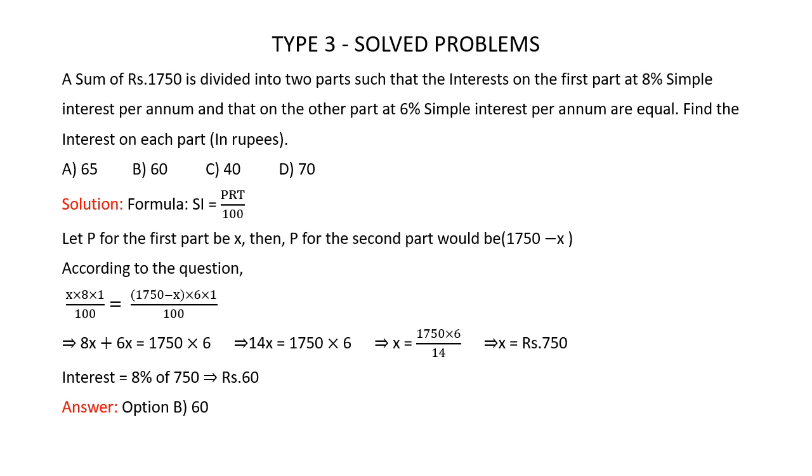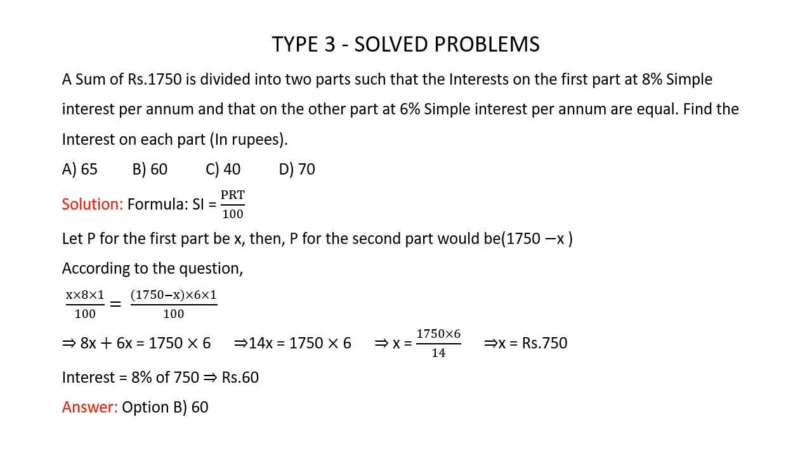So here as you can see, the rate of interest for the first part and the rate of interest for the second part is different. Also it's given that the simple interest for the first part is equal to the simple interest for the second part. And we are asked to find the interest on each part. Now we can find the interest on each part using the formula SI is equal to PRT divided by 100. Now we know that the rate of interest for the first part is 8% and rate of interest for the second part is 6%. Now time is the same for both the parts, which is 1 year.